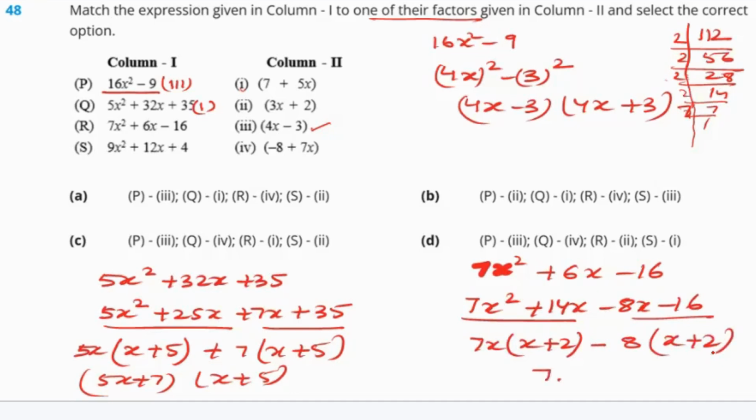So we are getting what? 7x minus 8 over here and x plus 2 over here. And one of the factors, this 7x minus 8, is given in this one, which is the correct answer, which is 4. And the rest one is second. So the correct option is option number 8.